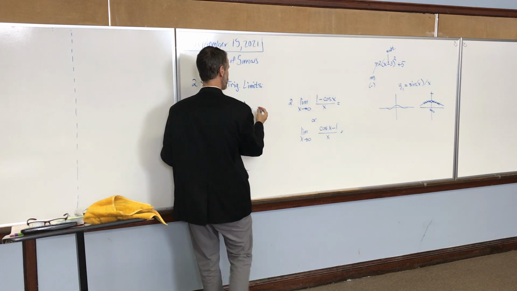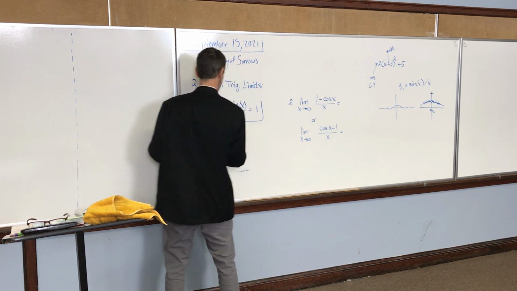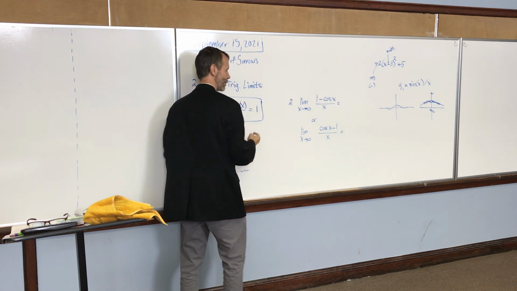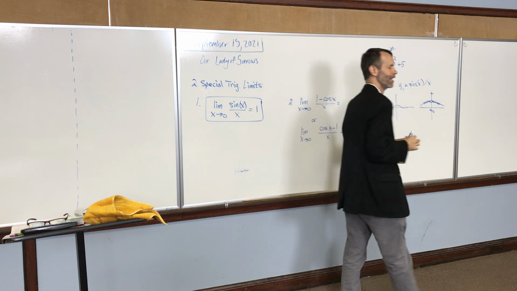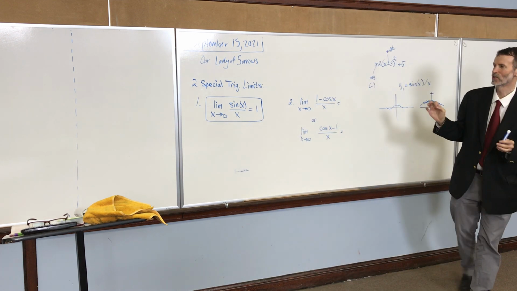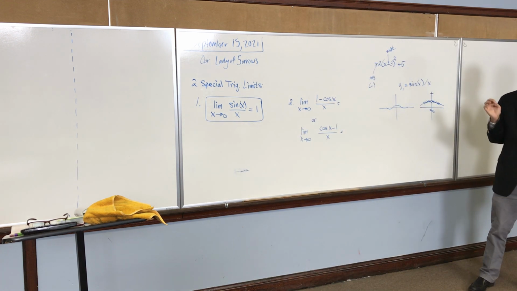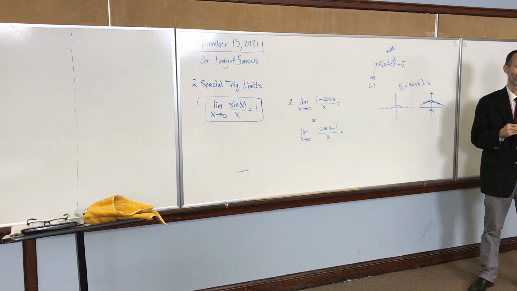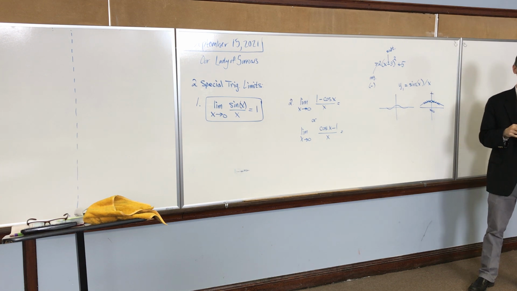So the answer to this is 1. I would like you to memorize that. The limit as x approaches 0 of sine of x over x is equal to 1. Memorize that. You will need it.